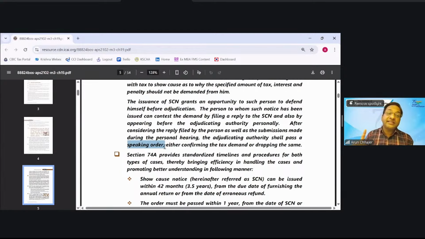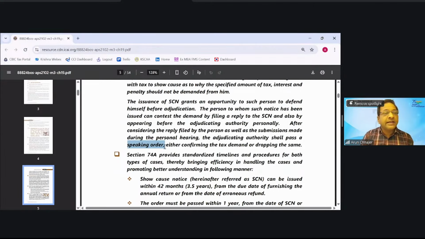Now, what has the officer done? The officer has raised the order: again 10 lakh rupees, 8 lakh rupees. Without looking into my actual claim, without looking into my reply, they have given the same demand which was in the show cause notice.